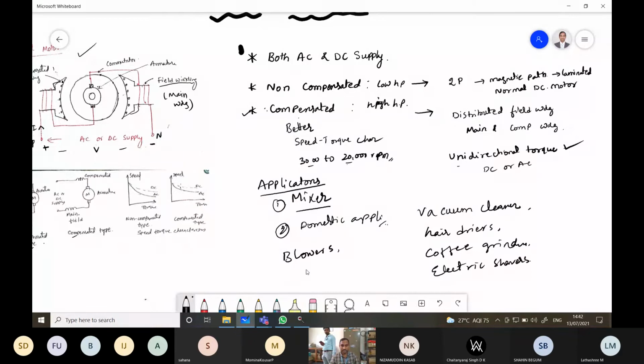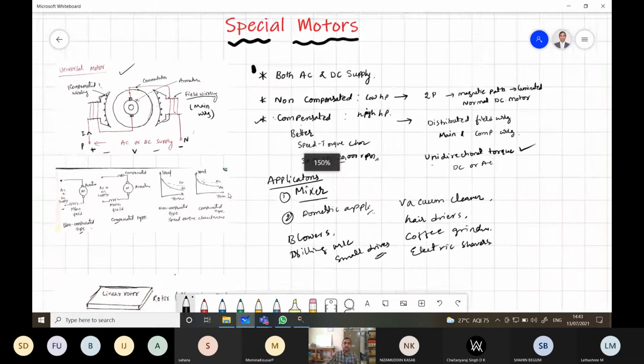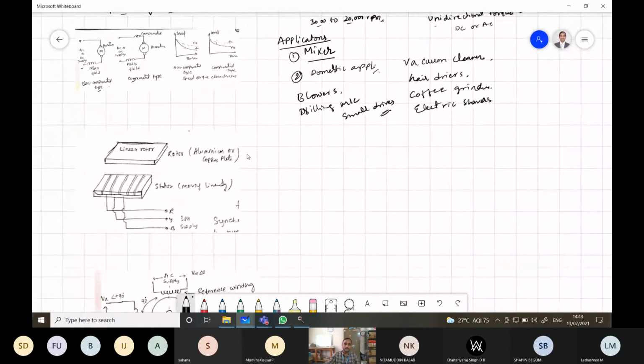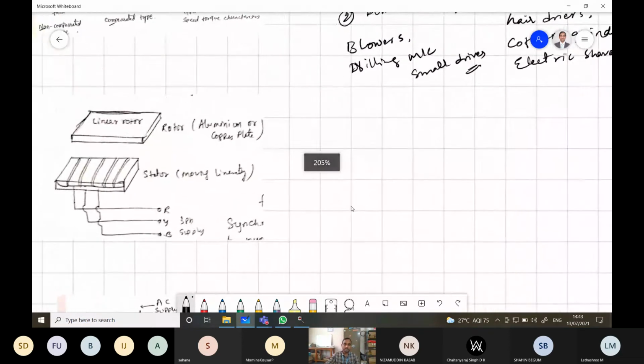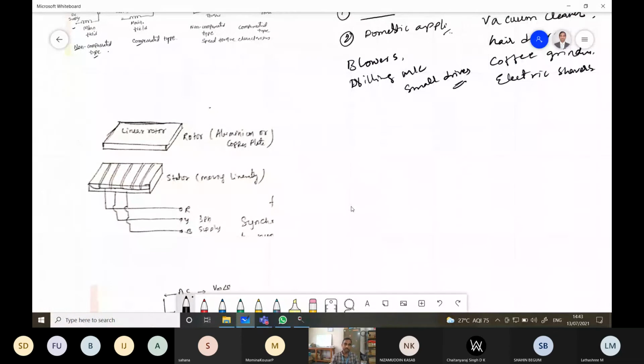portable tools like drilling machines, and small drives. So these are the applications of universal motor, right? So the next topic is linear induction motor.